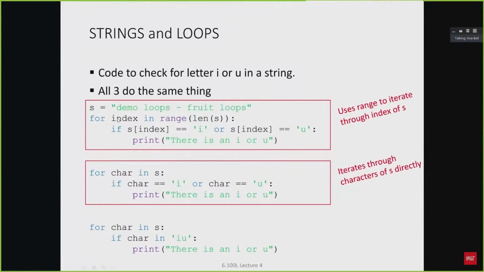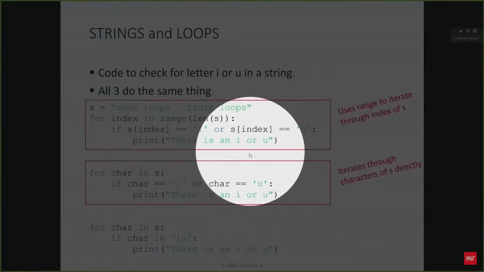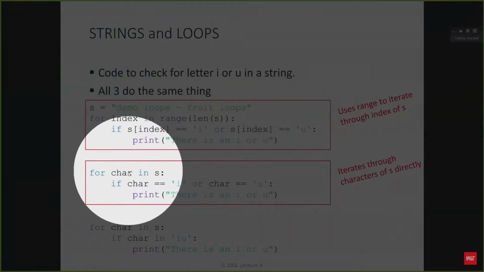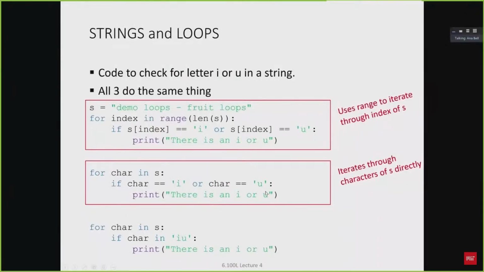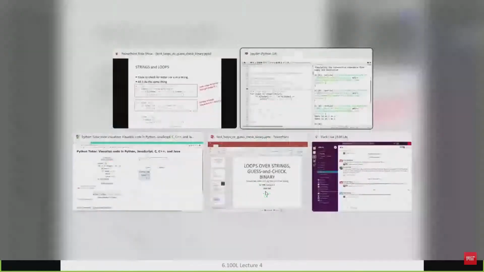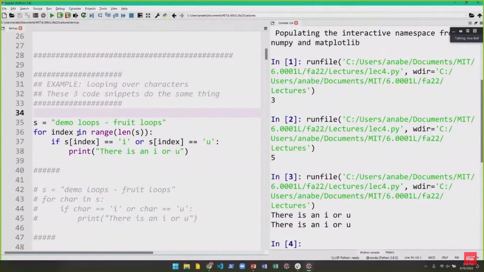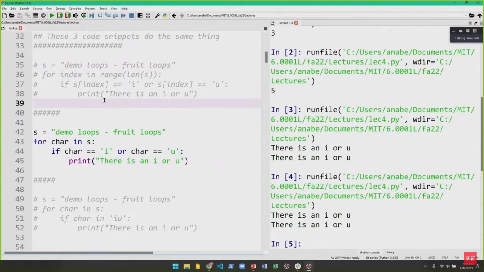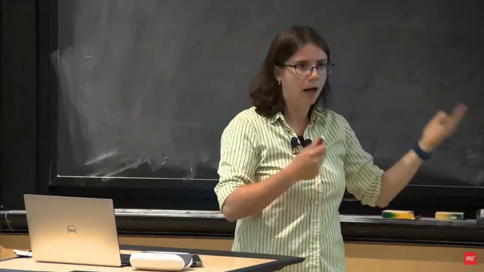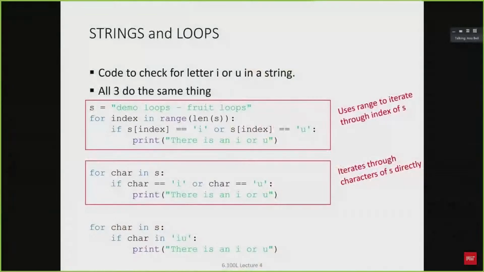So when we check if the letter is an I or a U, all I need to do is check if that character, my variable char, is equal to I or equal to U. And it's exactly the same code. So this is the one we had before, and this is the one I just went through. And again, it prints out that sentence twice, because it's the same starting string. So the sequence of values now is our characters directly. It's the letters directly, not the index itself.